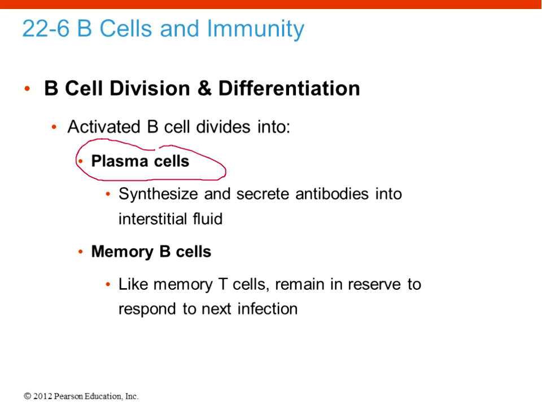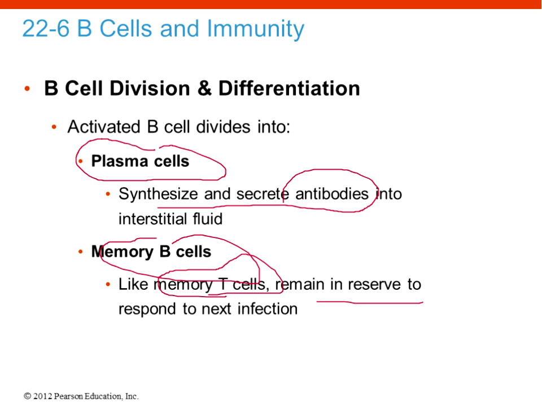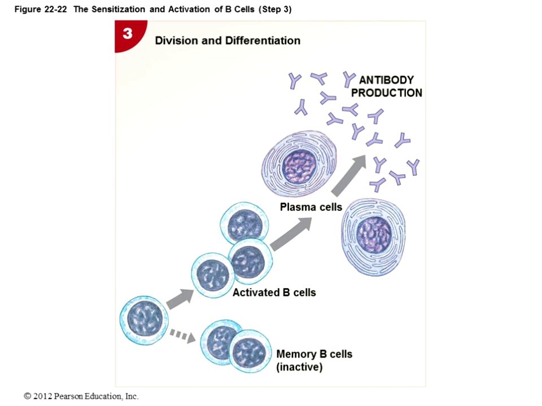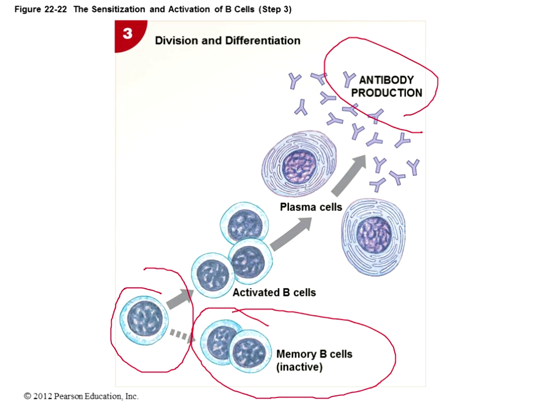Okay? All right. Then finally, once it's sensitized first and activated, then we start to see B cell division, where the B cell will divide into plasma cells, right, and memory B cells, right? Plasma cells will synthesize and secrete antibodies. Memory B cells, like memory T cells, remain in reserve to respond to the next time it appears, right? And so this is a nice overall view of that. You have this sensitized B cell that becomes activated, and it produces plasma cells which produce antibodies, right?